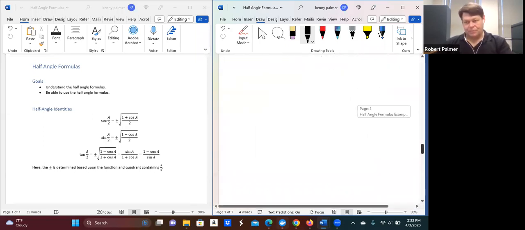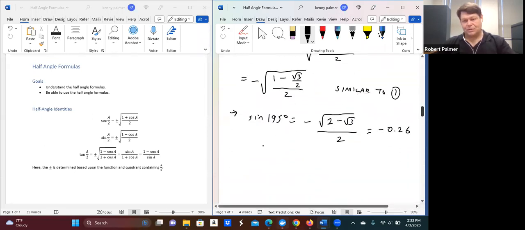Also, let me check, make sure I have enough space. Yes, I do for the last one. Okay, now let's do one more involving tangent.